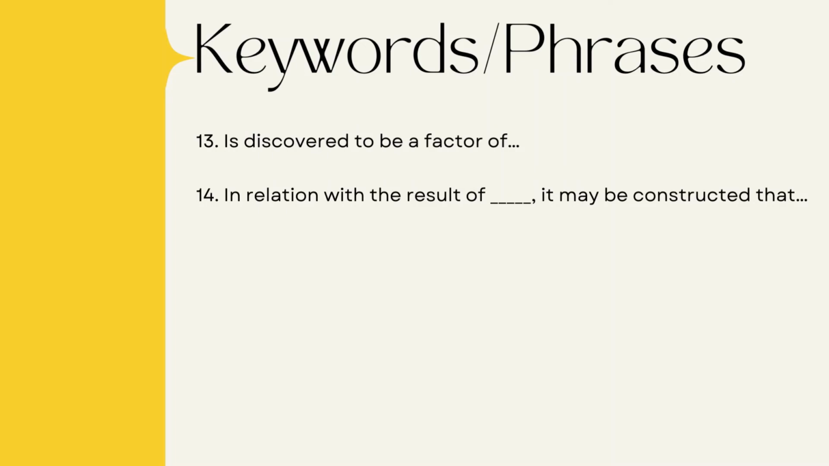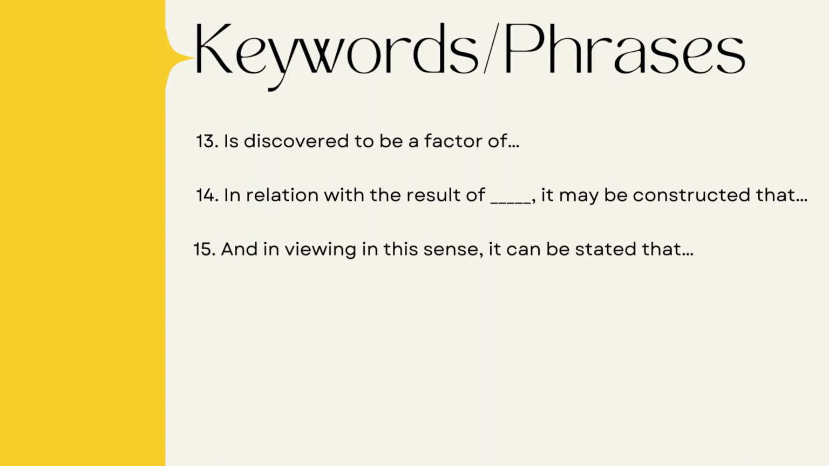Number 14. In relation with the result of, it may be constructed that. So this indicates a cause and effect relationship. It is to connect a sentence that describes the result, followed by making an inference. Number 15. And in viewing in this sense, it can be stated that. This is simply to synthesize from different perspectives. You may provide a synthesis of arguments presented in the paper to show how these address the research problem and relates to the objectives of your study.